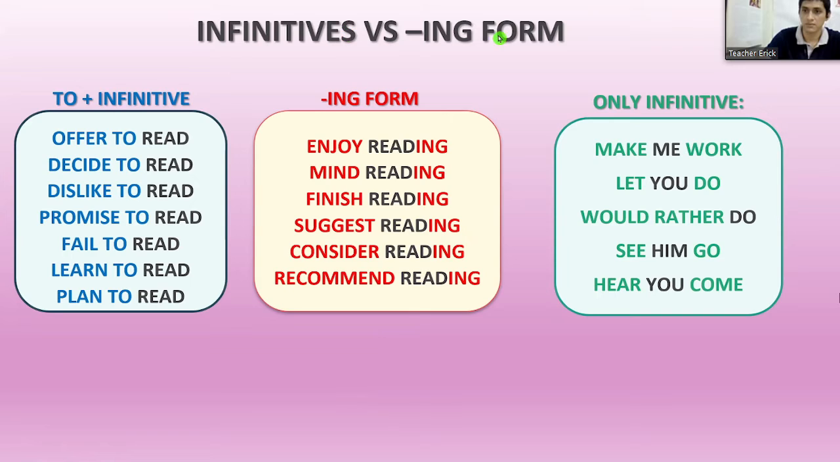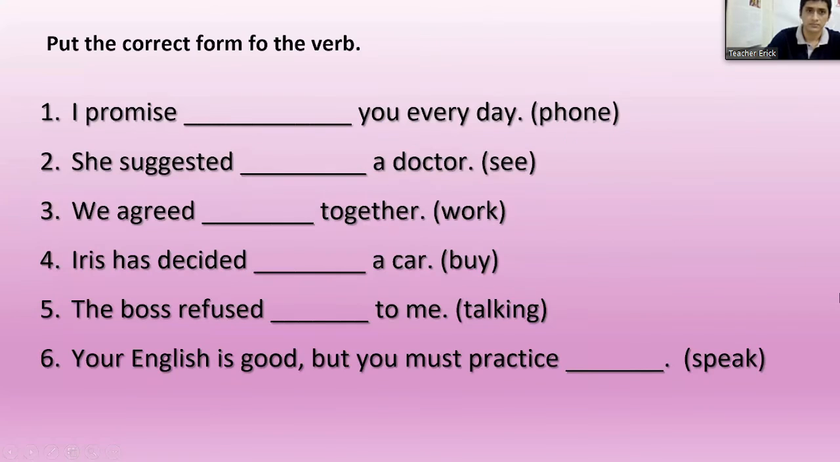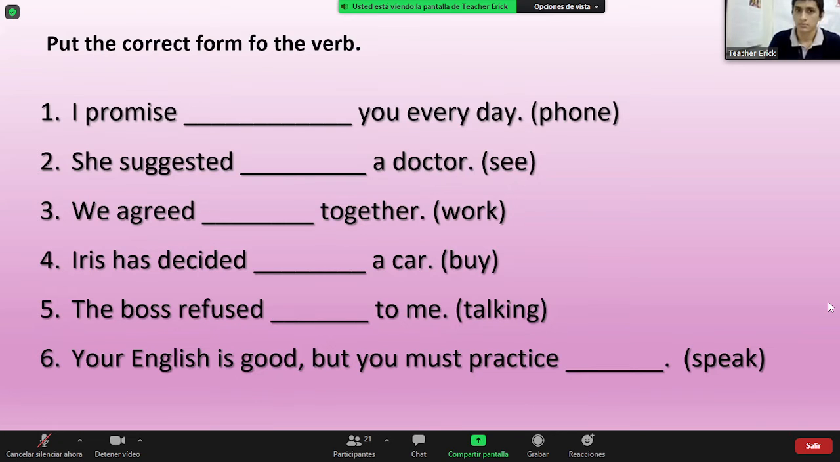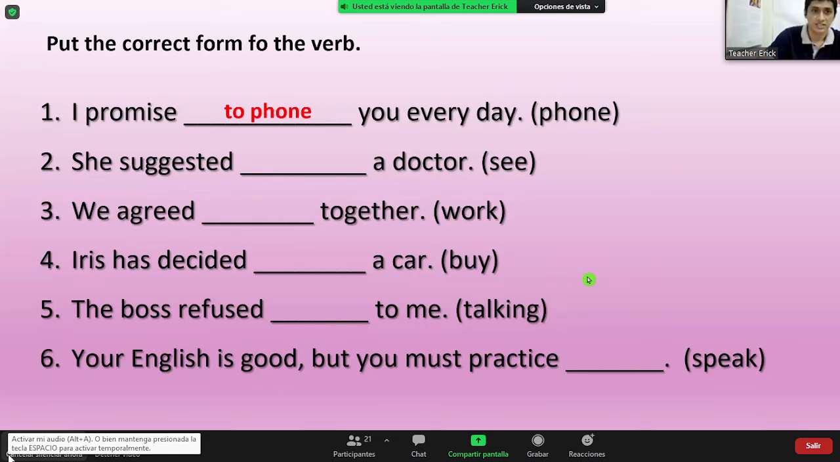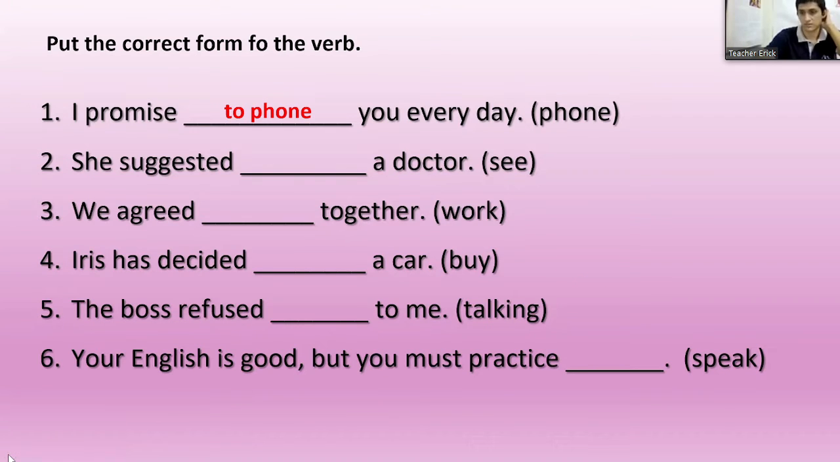Make me, after object pronoun: make me work, let you do. So we are using the base form. Would rather do, see him go. And here you come. Okay, we're going to practice this. Can you tell me now? Number one, it says we have to put the verbs in the correct form in the sentences. So, I promise phoning you, or I promise to phone? Yes, I promise to phone. To phone. Okay, to phone. She suggested a doctor. She suggested seeing or to see a doctor.